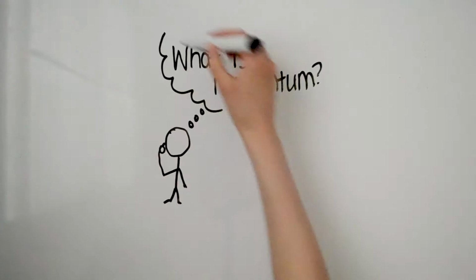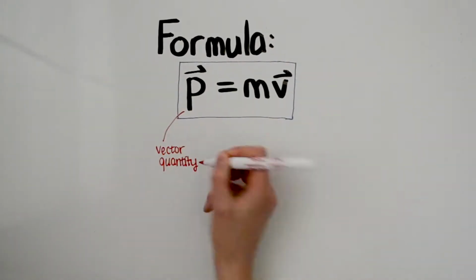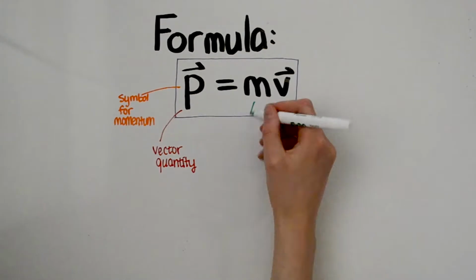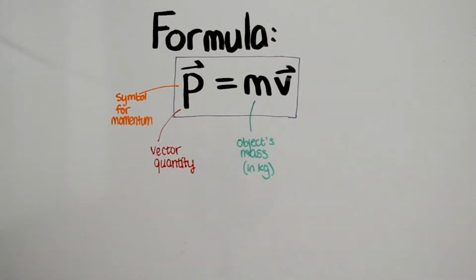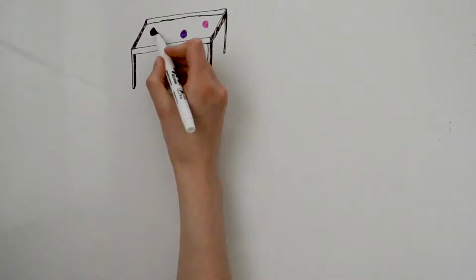What is momentum? Momentum is a quantity found by multiplying the mass and velocity of an object together. Because velocity is a vector quantity, so is momentum. A vector quantity has both a magnitude and a direction. Let's begin with some basic momentum calculations.